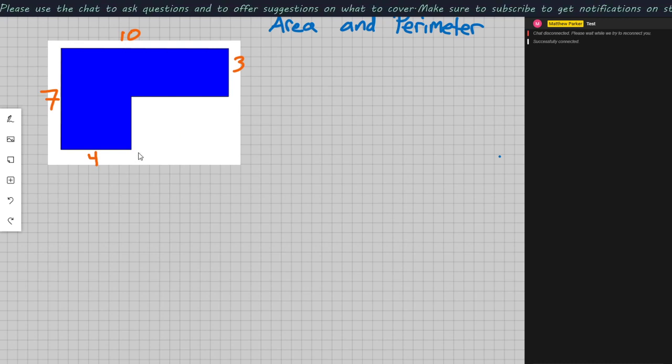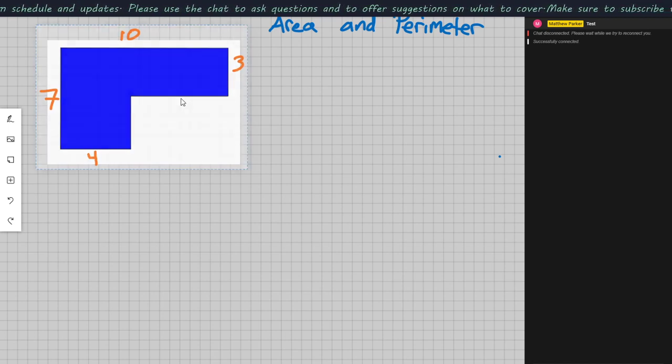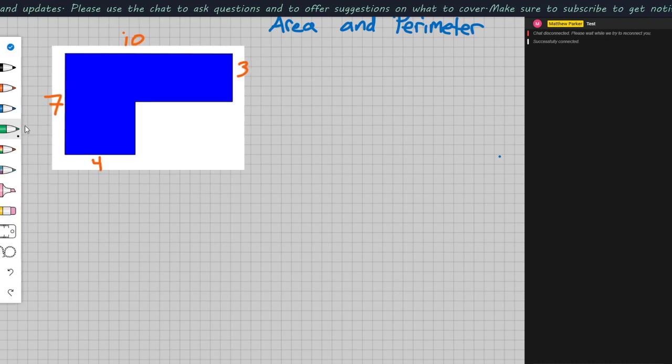So right now we're missing this dimension and this one they didn't tell us right off the bat, but we can figure that out. To figure that out, we're going to take our longest side and take away the shortest side that's opposite of that we know. So if this is 10 and this is 4, if we were to go all the way up to 10 and then come back 4, how much would we have left? Well, we would have 6 units left. So this would be 6.